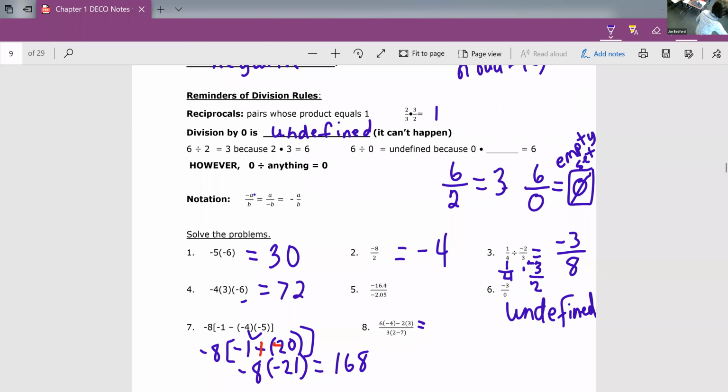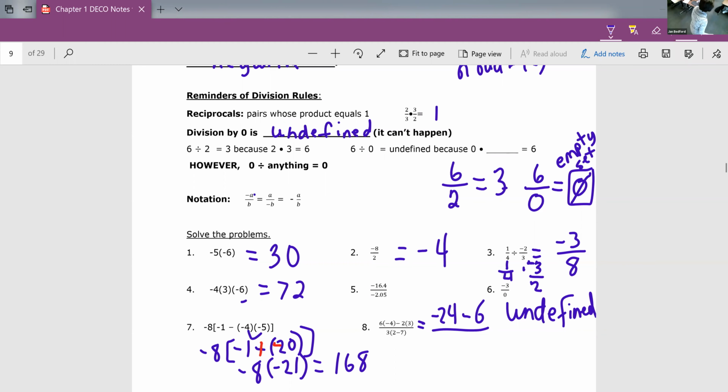Multiply, because I've got 6 times -4, then I see a subtraction sign, and then I've got 2 times 3. So I want to do all the multiplying first. So how much was 6 times -4? And then I see a subtraction sign. How much was 2 times 3? 6. Okay.